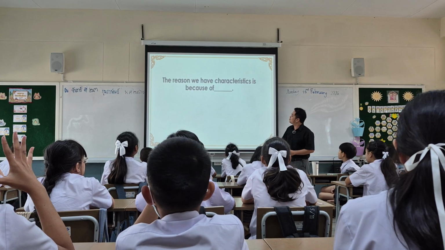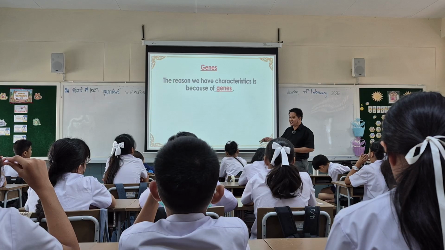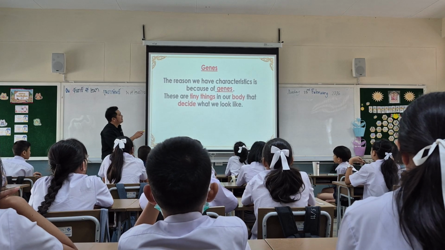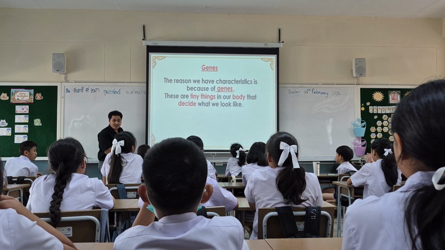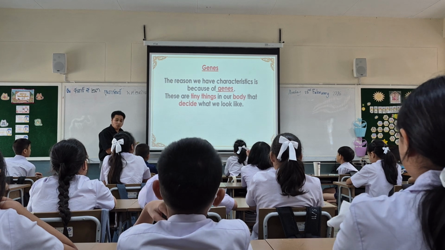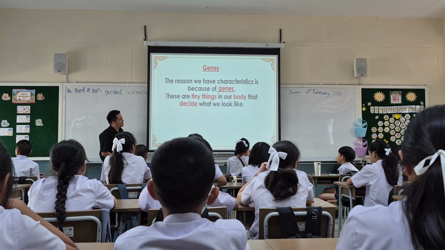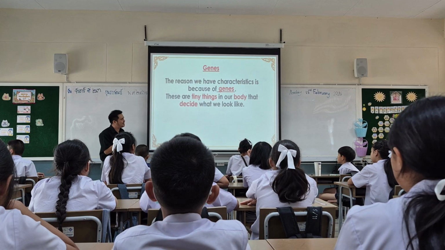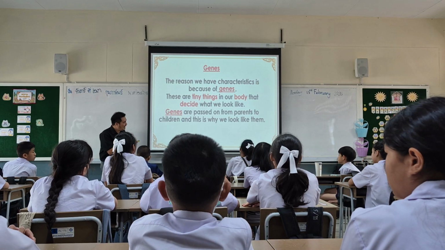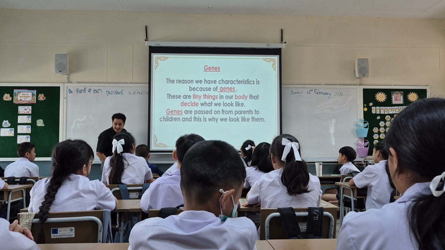The reason we have characteristics is because of genes. What is a gene? Genes are tiny things in our body that decide what we look like. Genes are passed on from parents to children, and this is why we look like them.